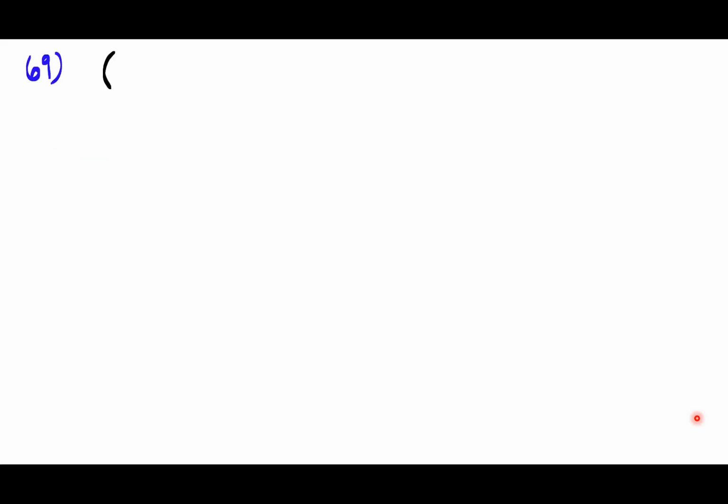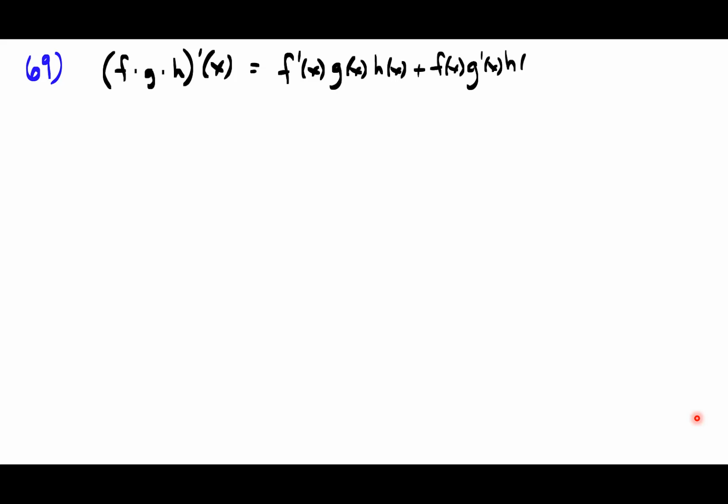All right, next one, 69. Here it is. It's the derivative of three products at the same time. So number 68, the textbook actually gives you the formula. You're supposed to derive the formula at 68, and at 69 you're supposed to use it here. But the formula is pretty much: you take the derivative of the first times the rest, then the derivative of the second times the rest, the derivative of the third times the rest.